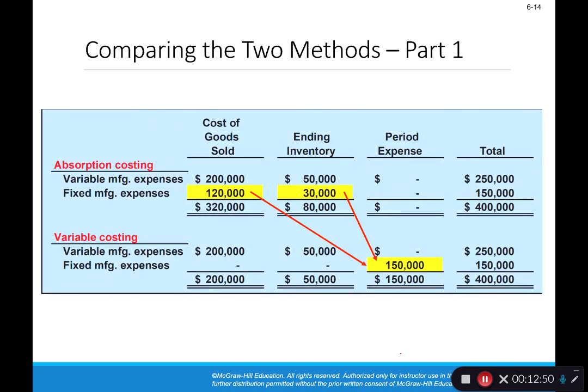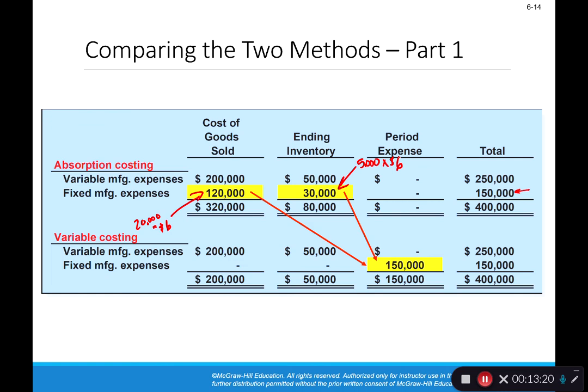So here's a great slide. I think it really shows you how each method differs. Under absorption costing, the fixed overhead cost of 150, that's the total, 120 of it ends up in cost of goods sold. That's the 20,000 units that we sold times the $6 fixed overhead per unit. Whereas 30,000 ends up in ending inventory, which is the 5,000 units left over times $6 a unit.